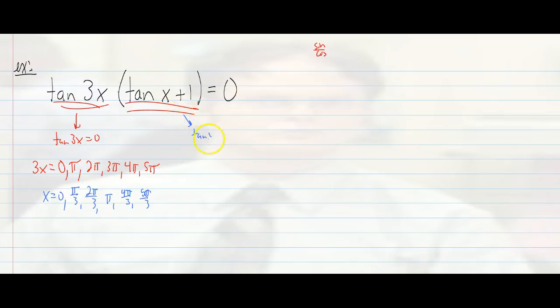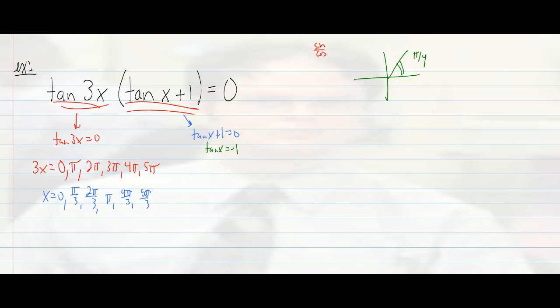In this one we have tangent of x plus 1 equals 0. Subtract 1 from both sides. Tangent of x equals negative 1. So where does this work? Where is sine over cosine equal to negative 1? Well, it's going to be any place where sine and cosine are the same. And so I'm thinking a reference angle of pi over 4.